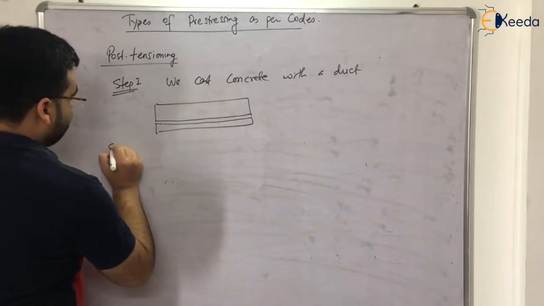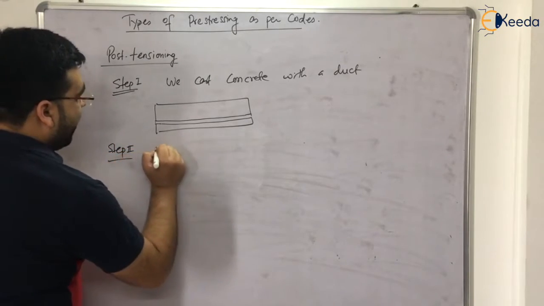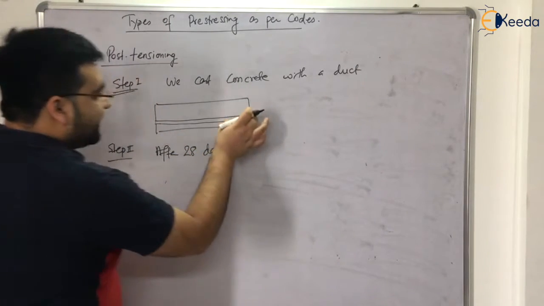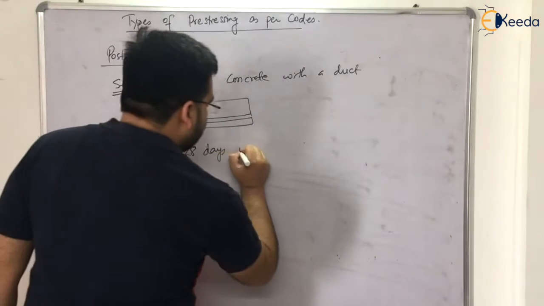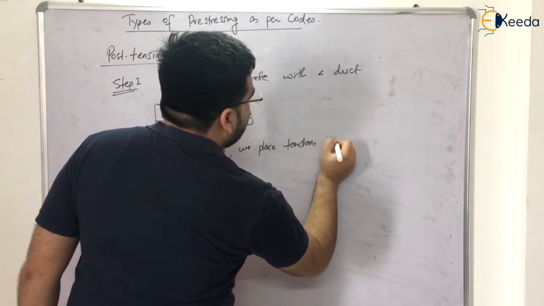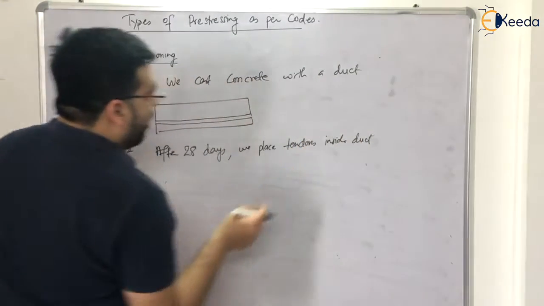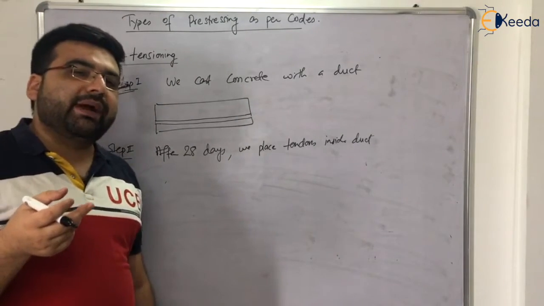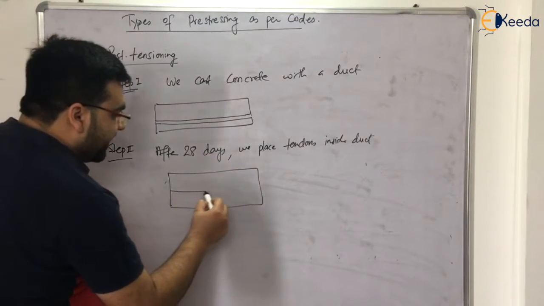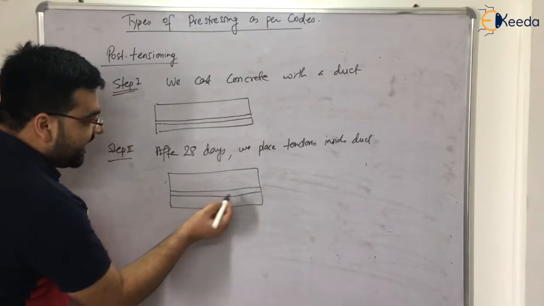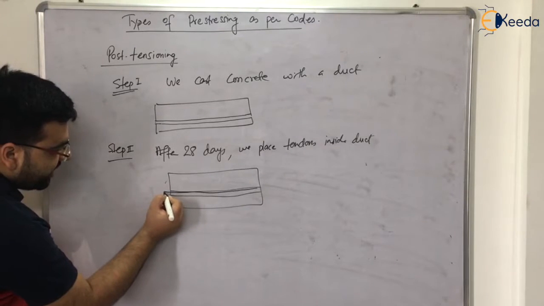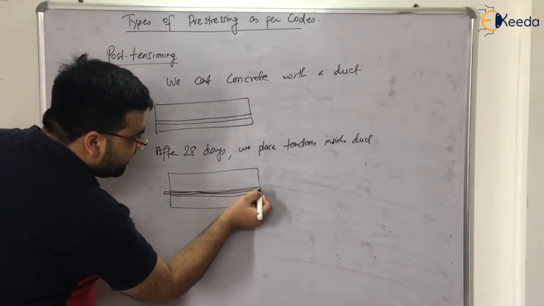Now step number 2. After 28 days, we place tendons inside the duct. Obviously, the diameter of the duct should be higher as compared to the diameter of the tendons. Now this was your beam and these are the ducts. Now we place tendons here. This is the tendon which has been placed here, right?